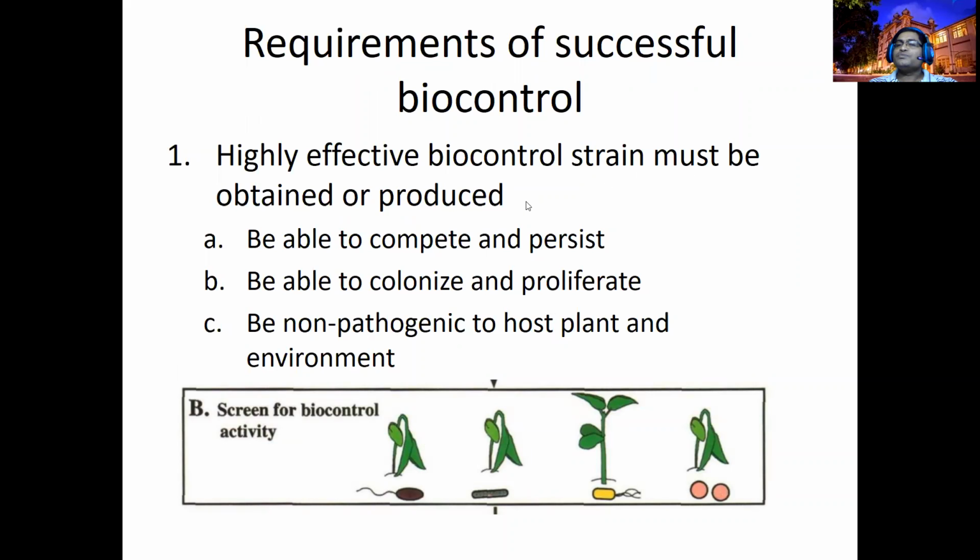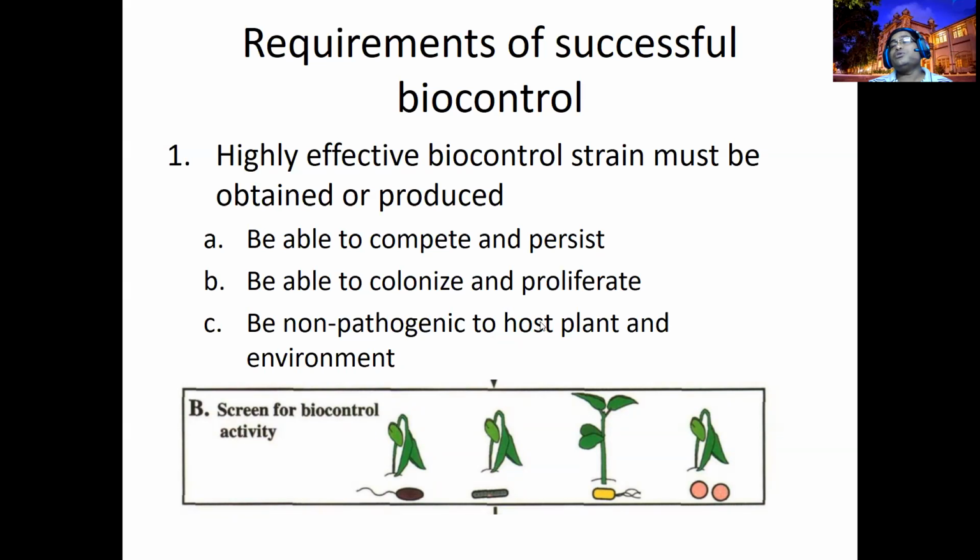and produced, right? You have to get it. If it is very difficult to isolate from somewhere else, and if it is very difficult to mass multiply, it is of no use, right? Also it should be able to compete and persist. It should be able to compete with the pathogen. It should always persist in the land, with no need to apply it continuously. In that way it should be a highly effective biological control, able to colonize and proliferate. If you introduce it into any environment, it should colonize and proliferate.